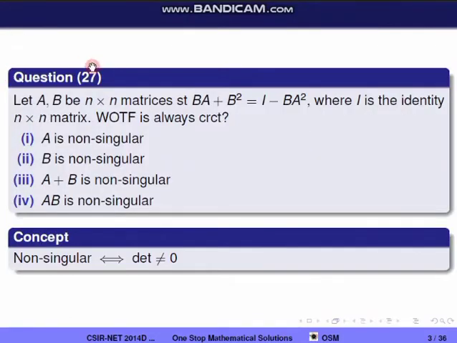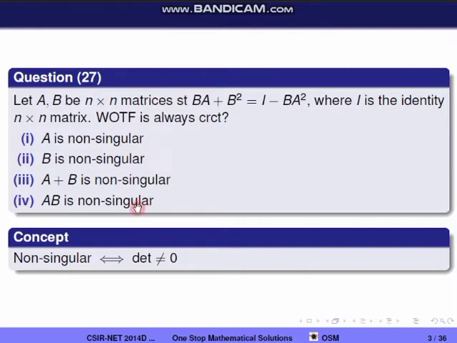Question 27. Let A, B be n-cross-n matrices such that BA plus B square equal to I minus BA square, where I is the n-cross-n identity matrix. Which of the following is always correct? So we are given two matrices here which satisfy this equation. We have to check which of the options is correct.